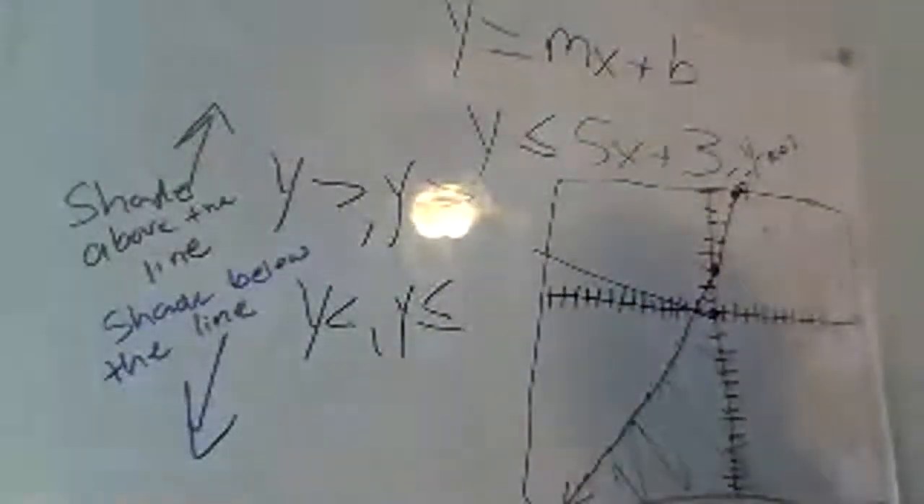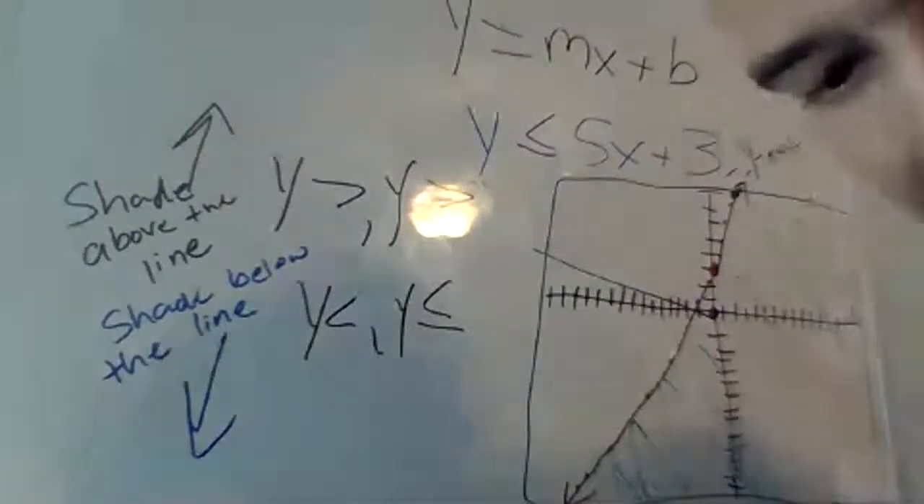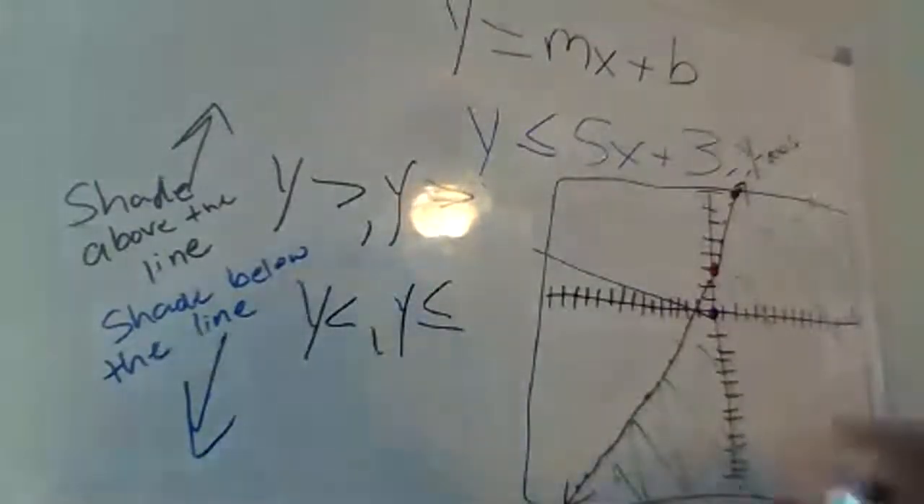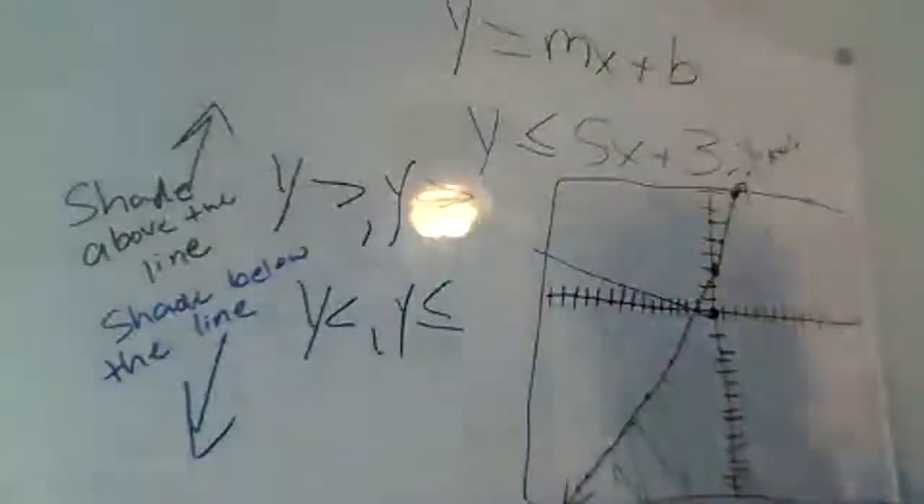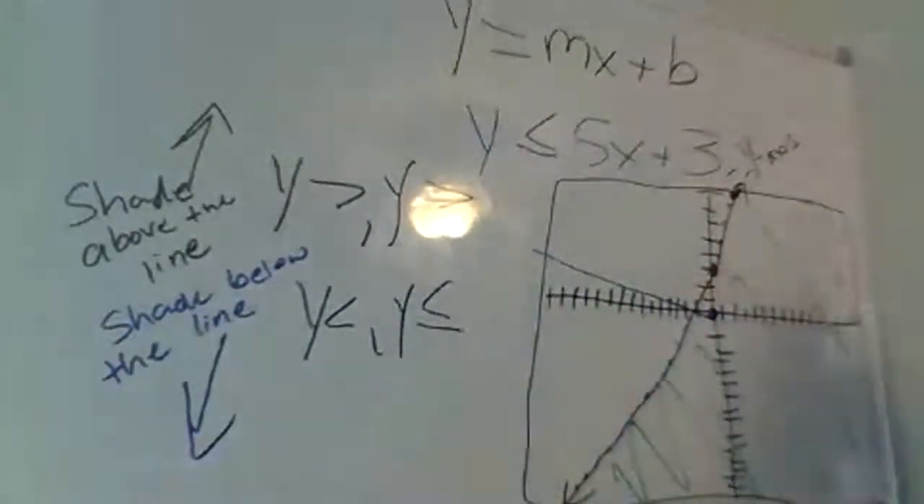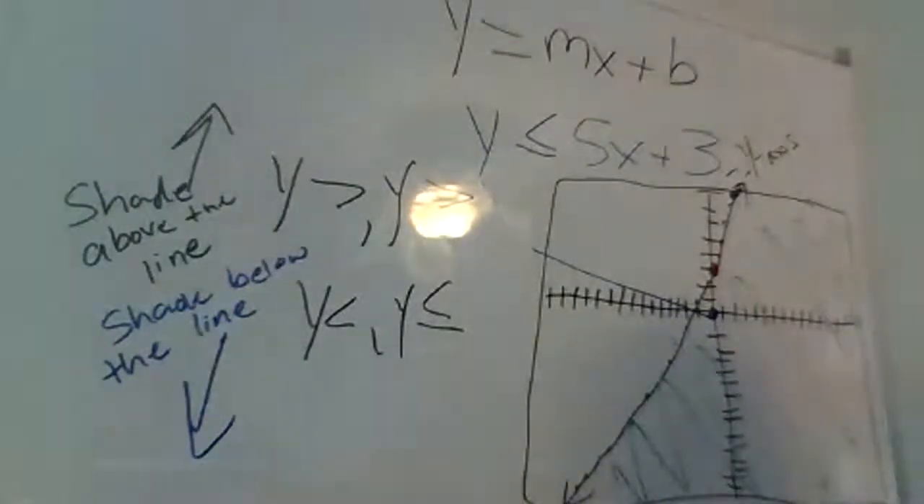Questions about that so far? Do we only shade that triangle, or do we go into the other quadrant? That's below the line. Everything that's below the line. So if you notice on my figure, I shaded everything below the line. Any questions?